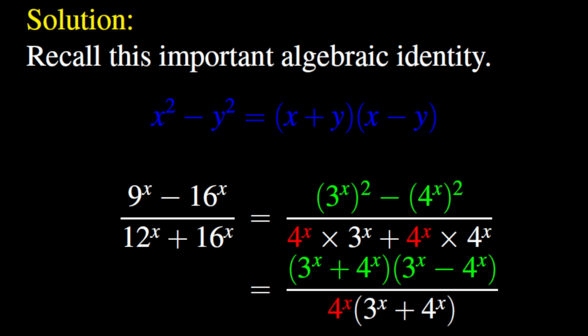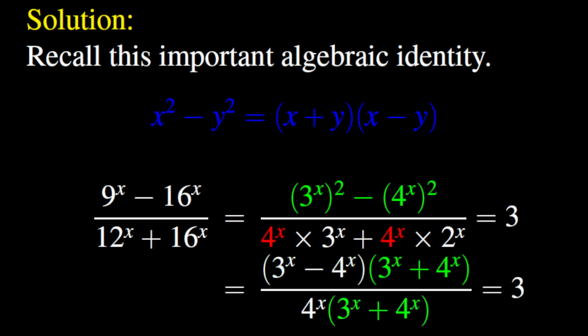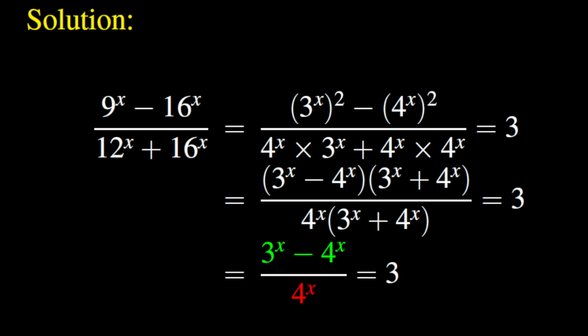Then, we use the common factor 4 to the power x to factorize the denominator as 4 to the power x times the quantity 3 to the power x plus 4 to the power x. It is clear that the common factor for both the numerator and the denominator is the quantity 3 to the power x plus 4 to the power x. We can therefore simplify our fraction by removing the common factor on both the numerator and denominator. Therefore, our simplified fraction now has numerator 3 to the power x minus 4 to the power x, and denominator 4 to the power x.